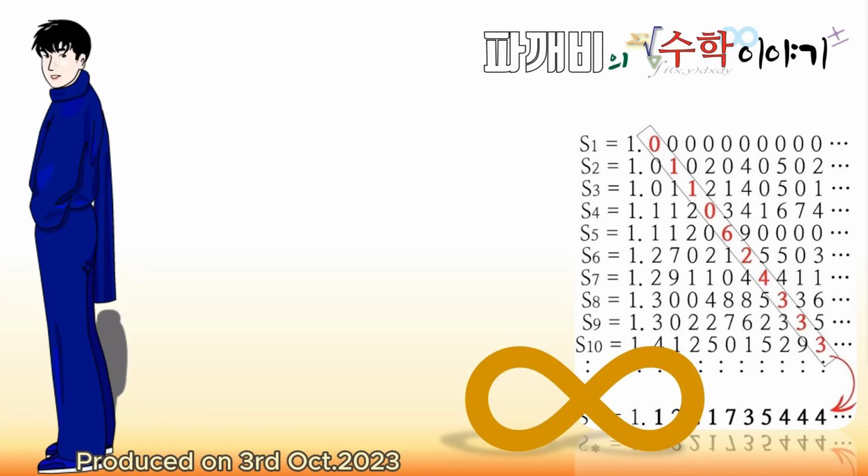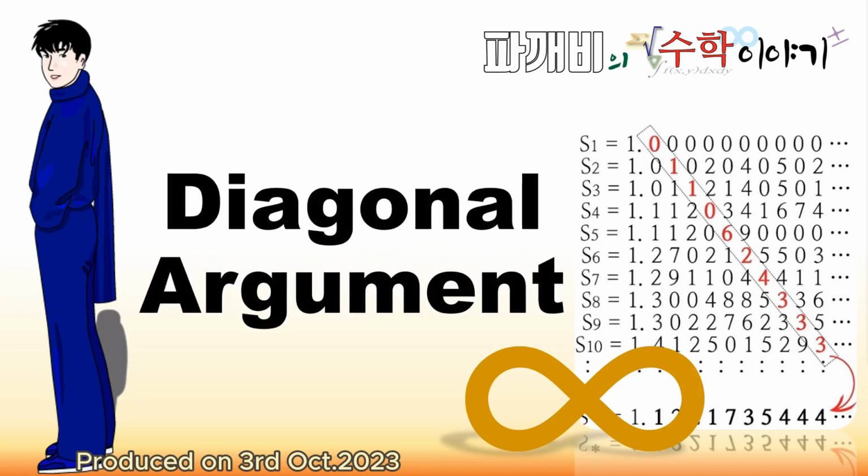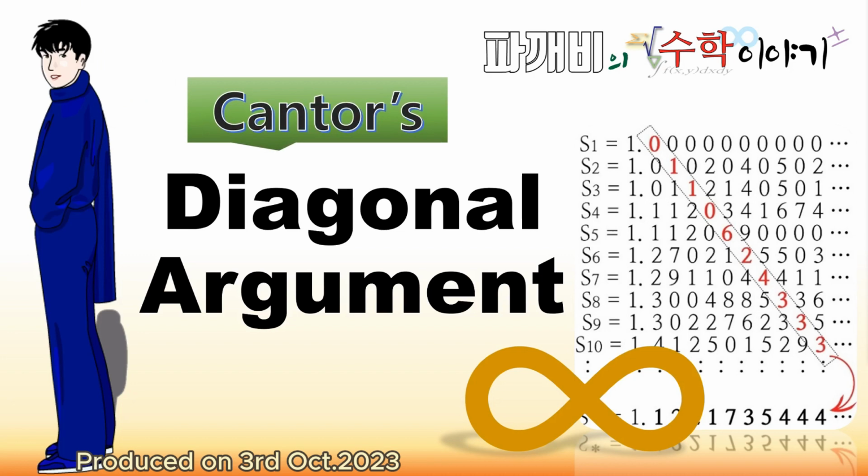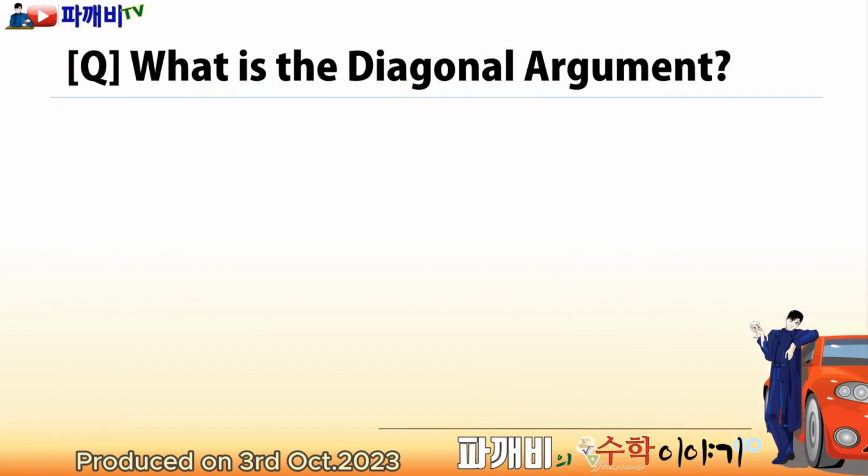In this video, I will explain the diagonal argument. This is an important method for dealing with infinite sets, and it is a crucial technique in modern mathematics and logic research. The way of thinking related to the diagonal argument is the content of this video. So what is the diagonal argument?